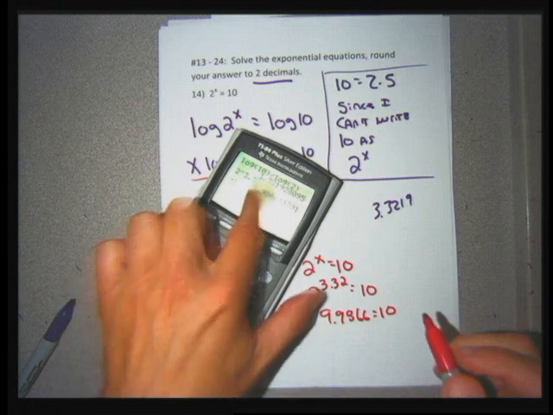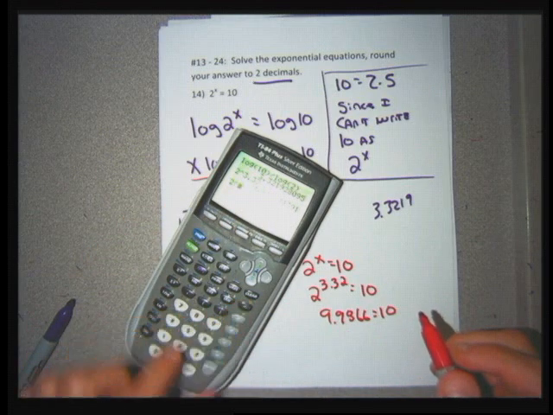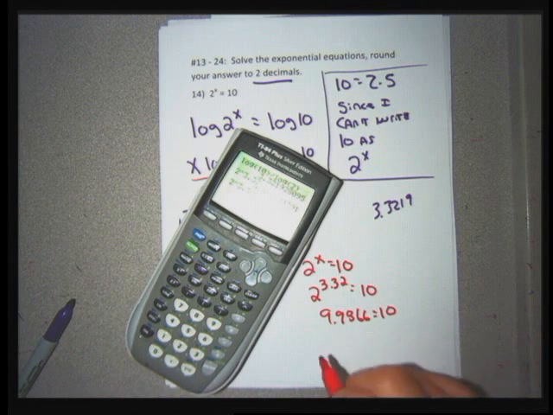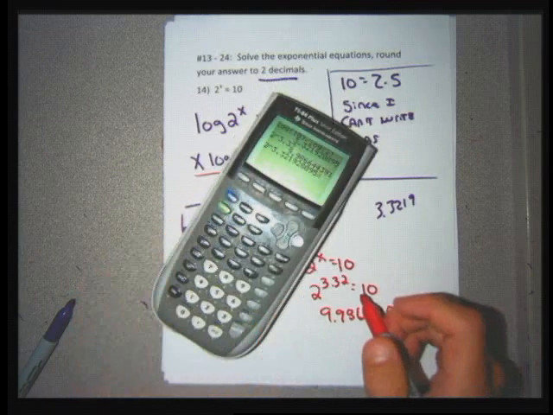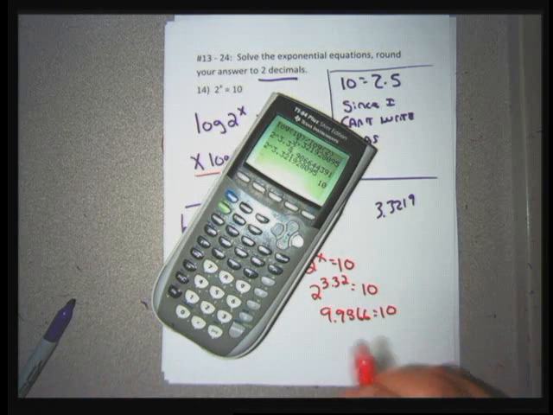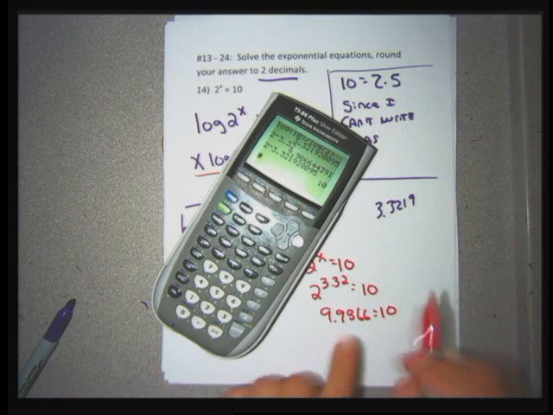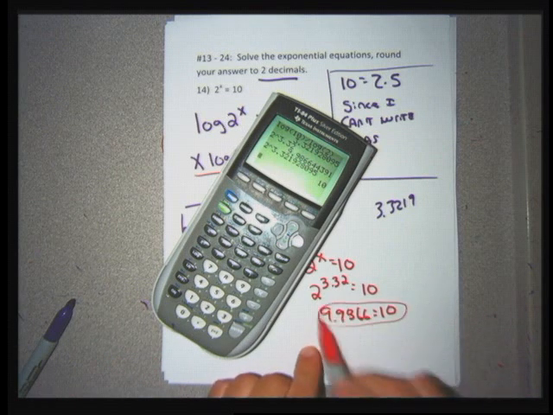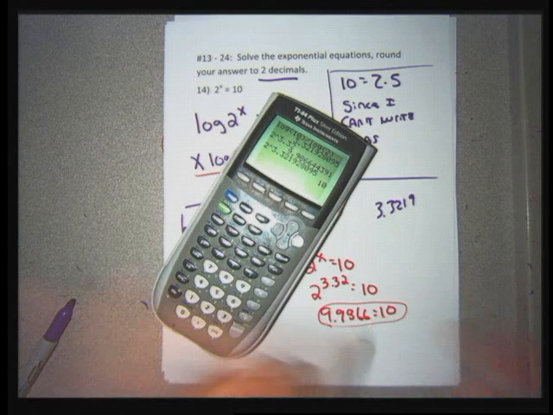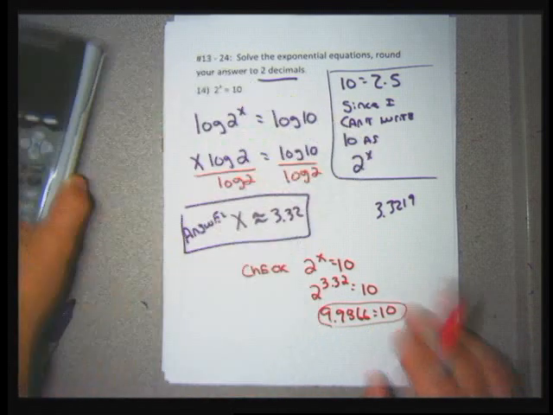Had I done 2 up arrow 3.321928095, which is the unrounded answer on my calculator, then I would have actually got 10 equal to 10. So when I'm checking a rounded answer, I don't expect a perfect check. I expect a close check because 9.9866 is close to 10. I think I'm probably right.